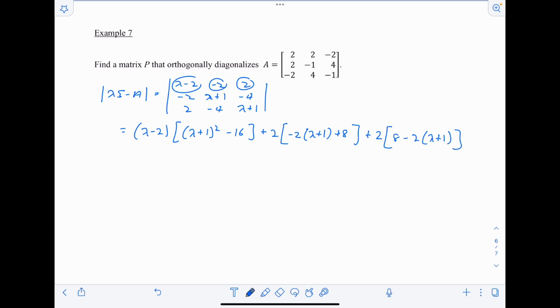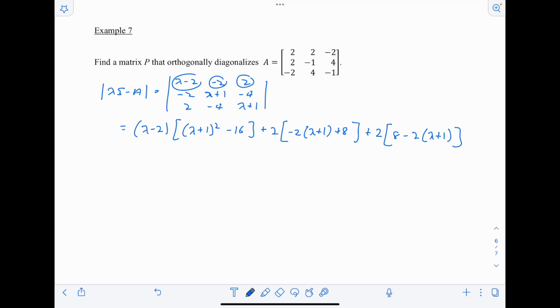All right. So now we need to simplify this down to standard form so we can actually get our eigenvalues. So let's take care of some of the stuff in the brackets. So we've got lambda minus 2. Expanding out gives us lambda squared plus 2 lambda plus 1 minus 16 is minus 15. And then plus, the inside of this is going to be negative 2 lambda minus 2 plus 8 is a plus 6.